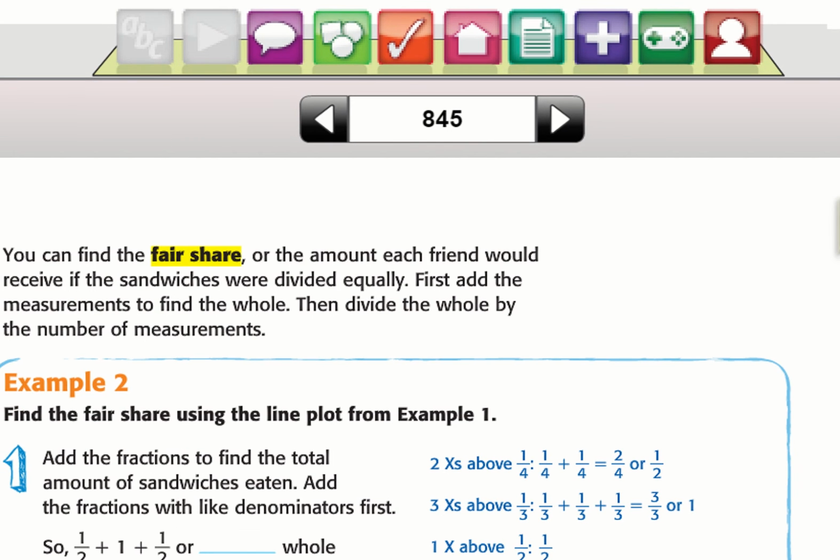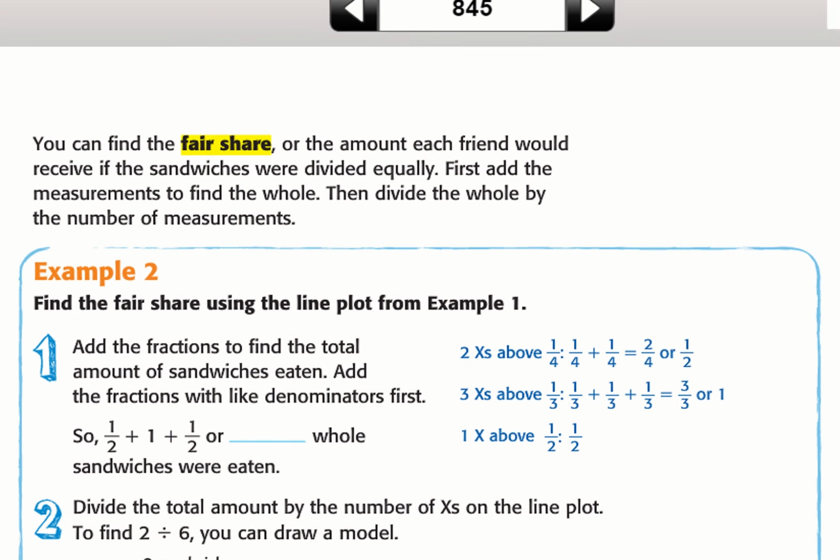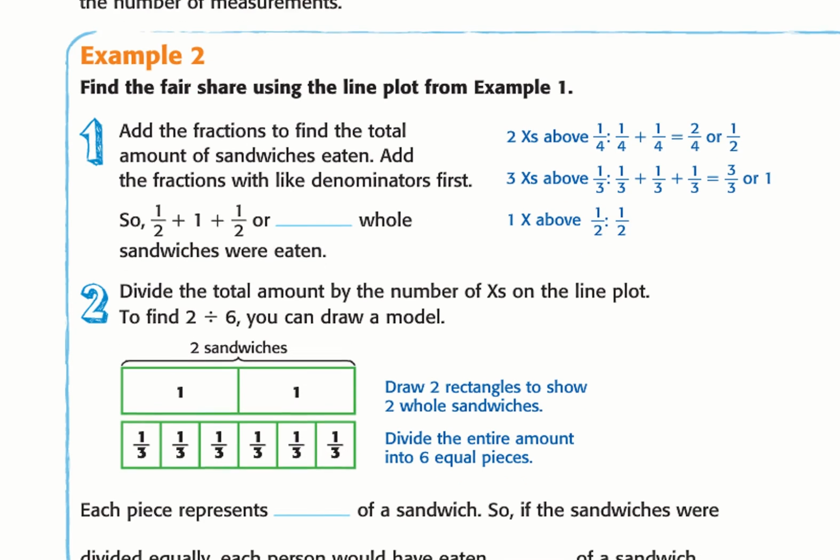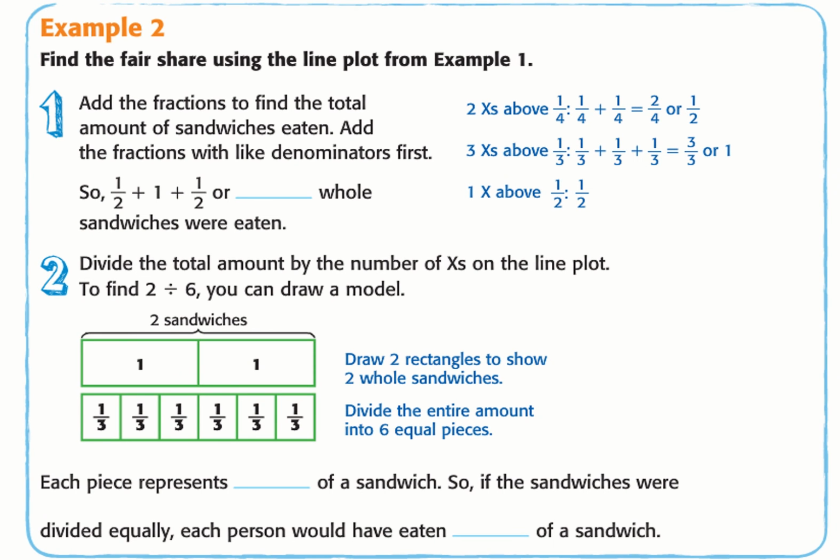Okay, so now that we did a line plot, now we're going to find the fair share. You can find the fair share, or the amount each friend receives if the sandwiches were divided equally. First, add all the measurements to find the whole, then divide by the whole number of measurements. And I'll explain what that means. So we're going to be using the information from example 1.